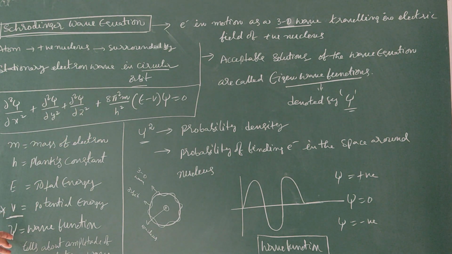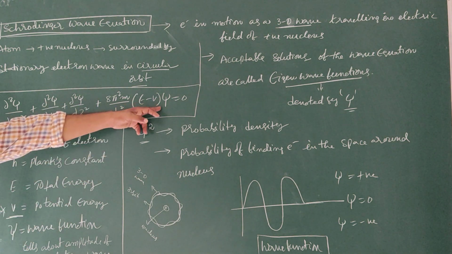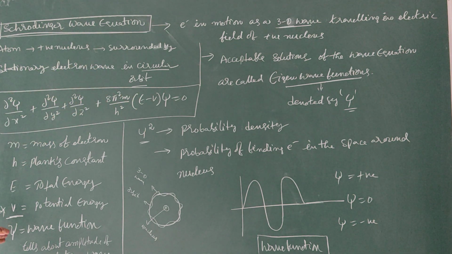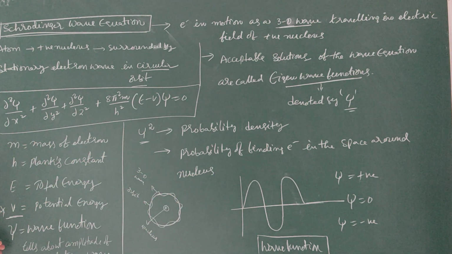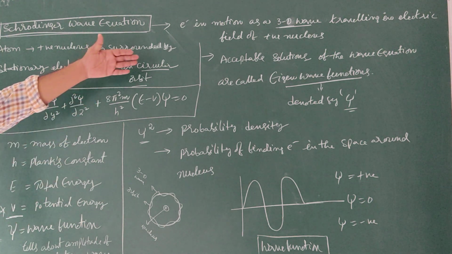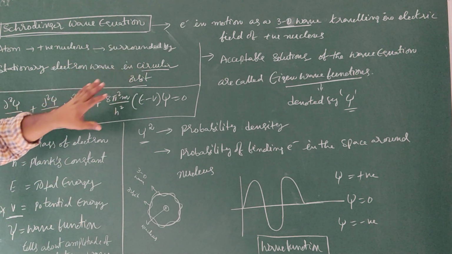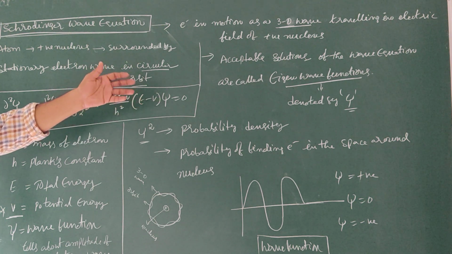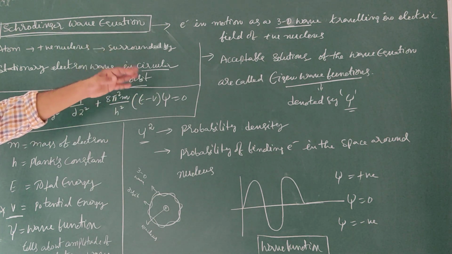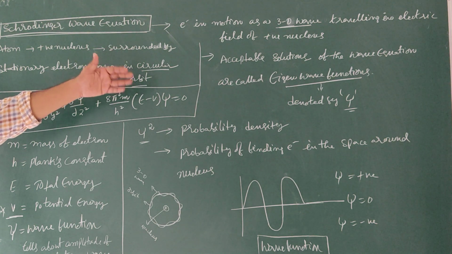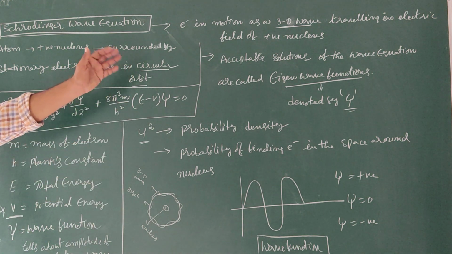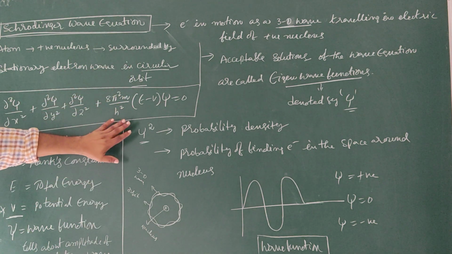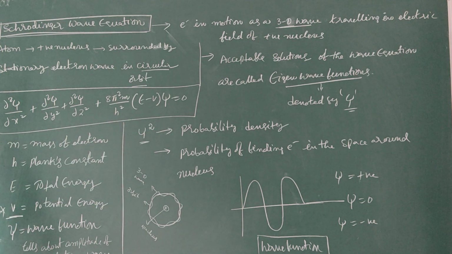This is called psi. Psi is the wave function. This psi represents the amplitude of the electronic wave. The acceptable solutions of the wave equation are called eigen wave functions, which are denoted by psi. Generally psi square denotes probability density.